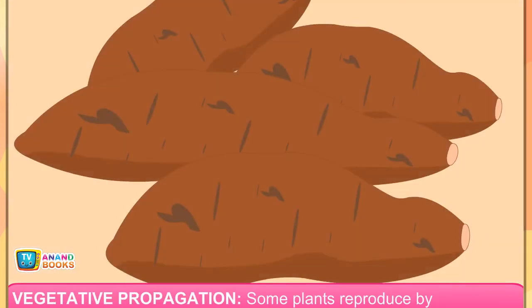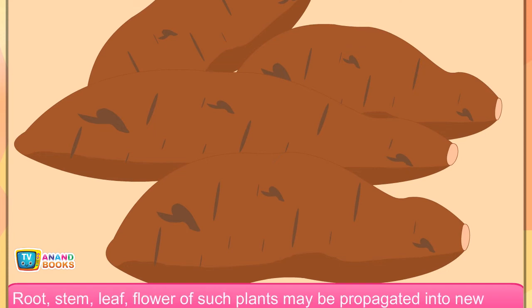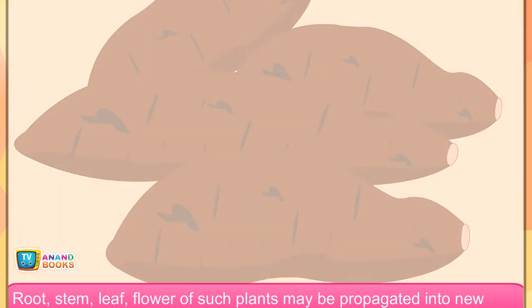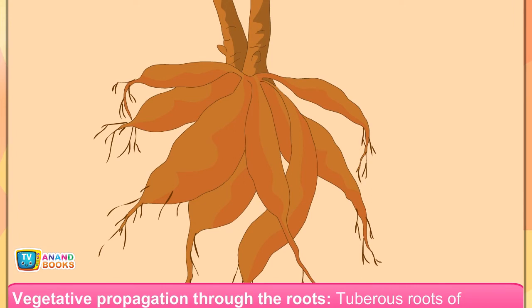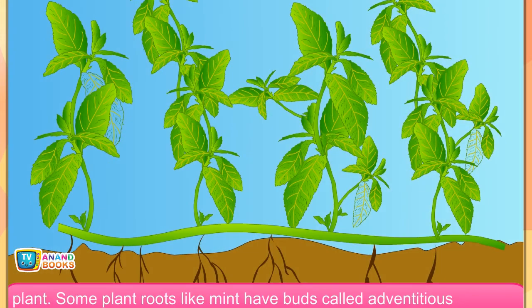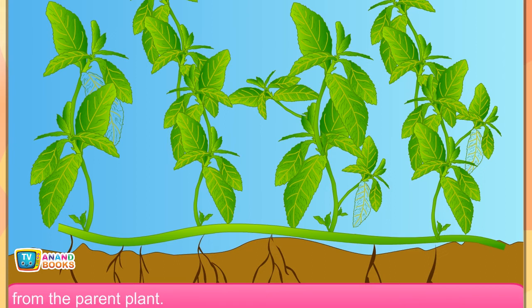Vegetative propagation. Some plants reproduce by asexual reproduction or vegetative propagation. Root, stem, leaf, flower of such plants may be propagated into new plants. Examples: banana plant. Vegetative propagation through the roots. Tuberous root of sweet potato, when detached from the parent plant, can grow into a new plant. Some plant roots like mint have buds called adventitious buds. These may grow into new plantlets at some distance away from the parent plant.